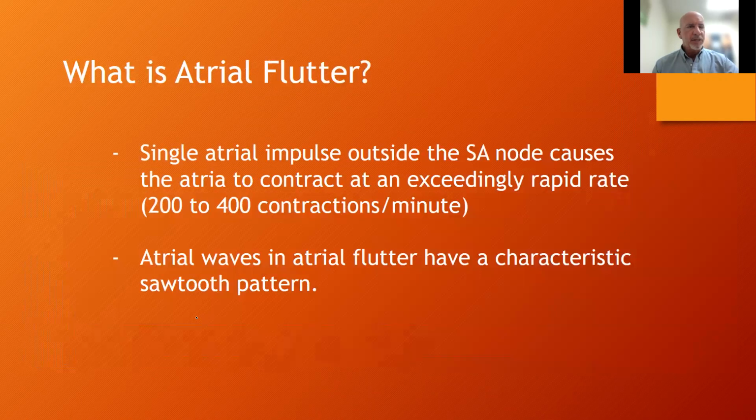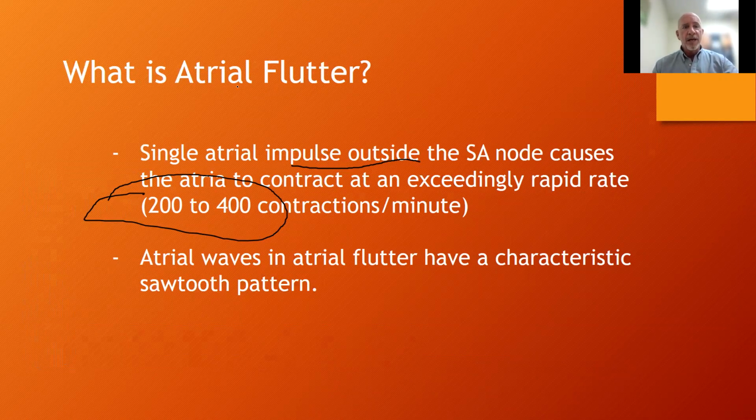You'll have to look at my slides because when you look at this, I write all over everything. Okay, here it's just saying that there are impulses outside of the SA node causing that thing to contract anywhere from 200 to 400 beats a minute. So that's basically the atrium is just fluttering. It's not doing anything useful.